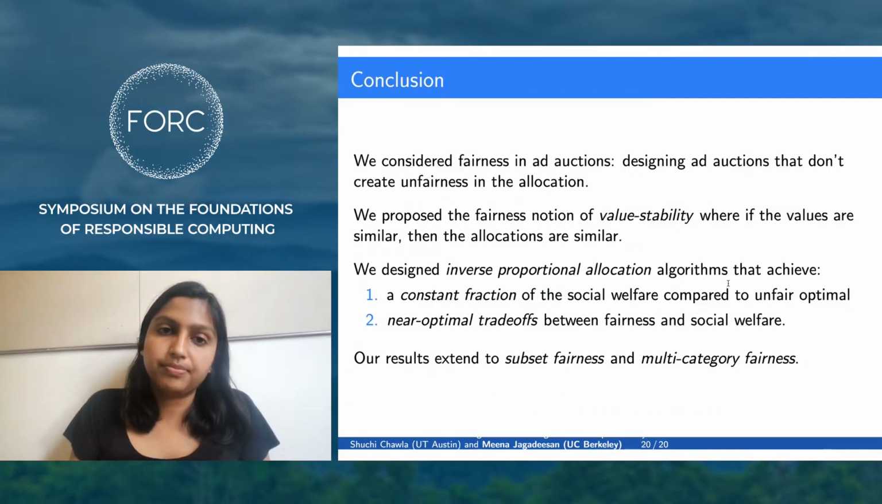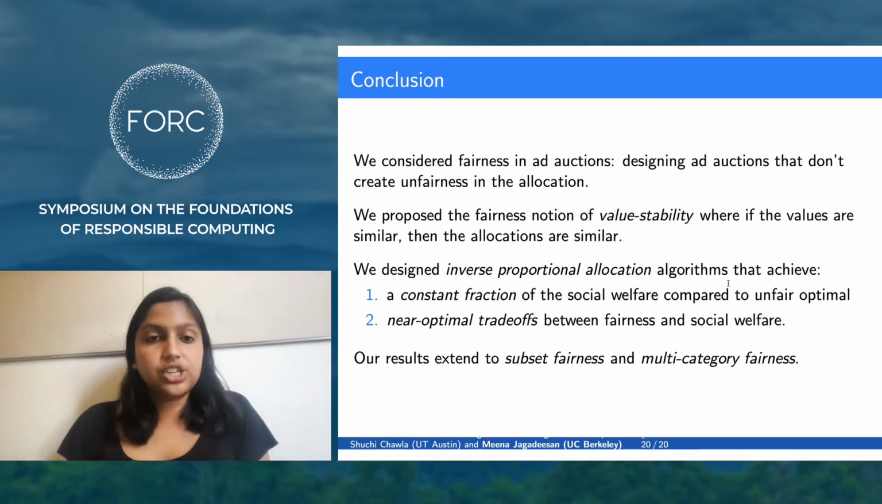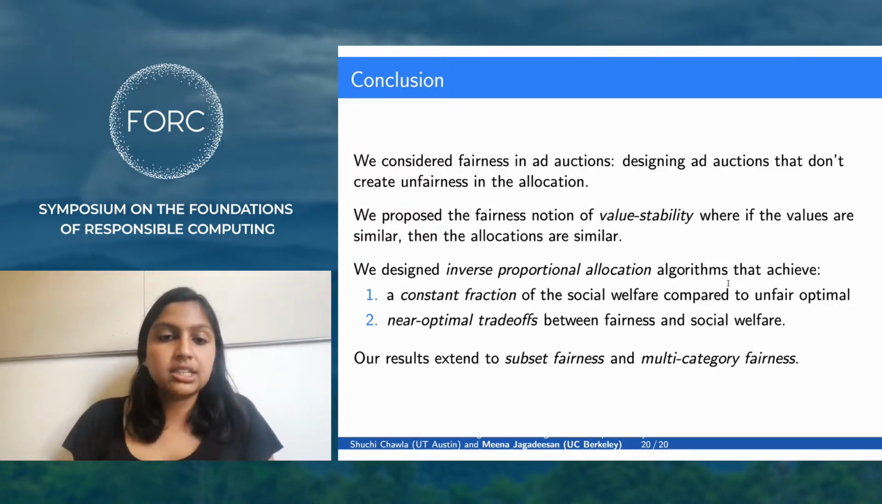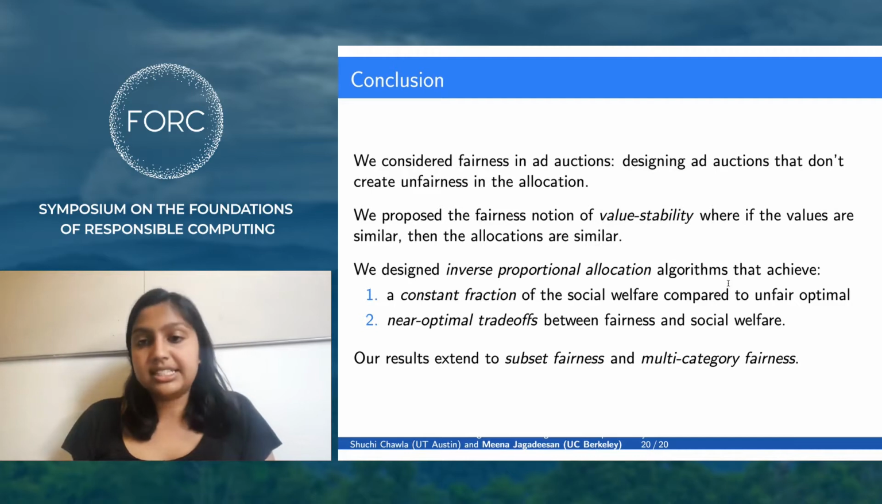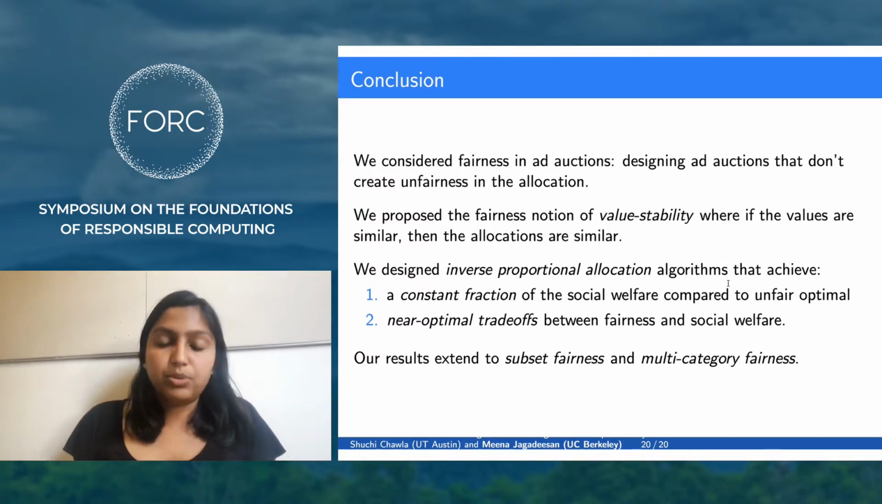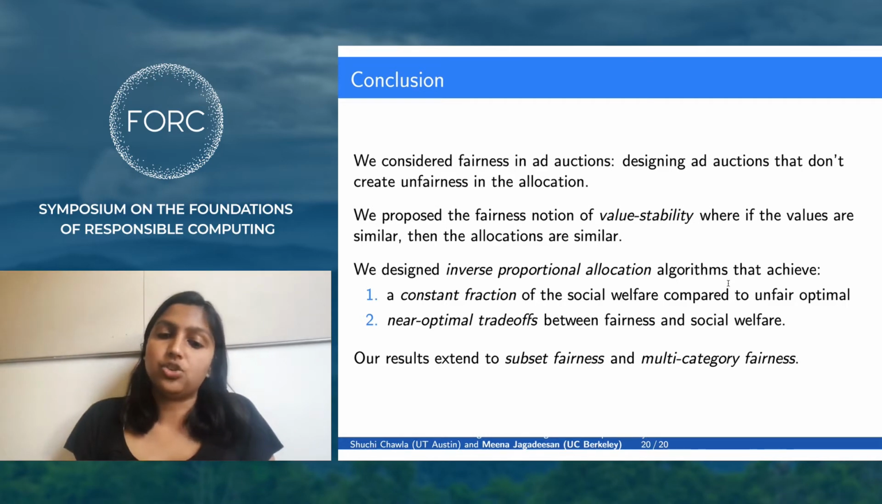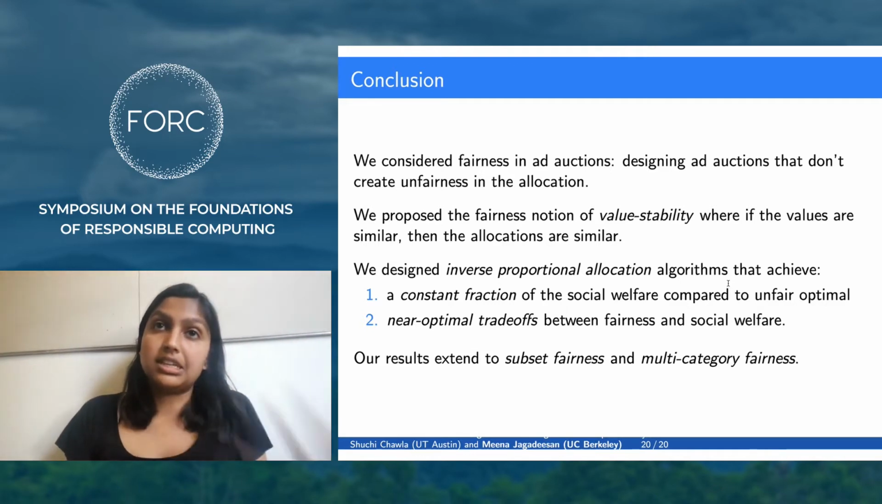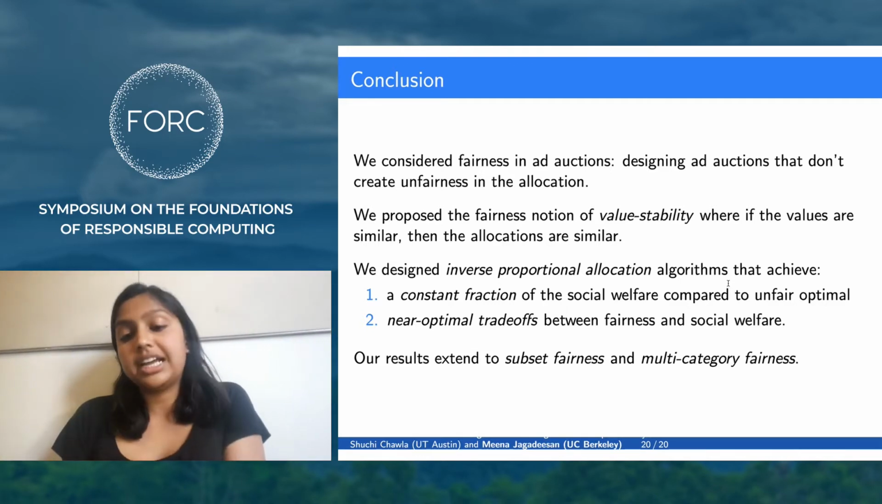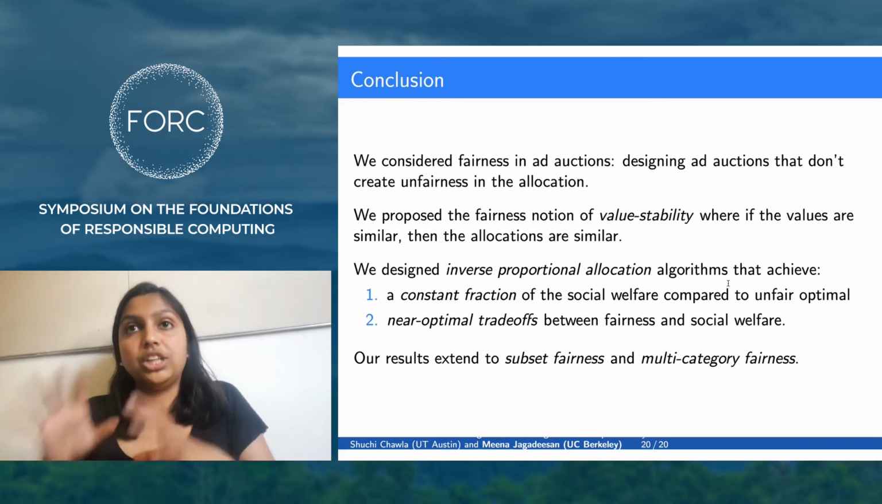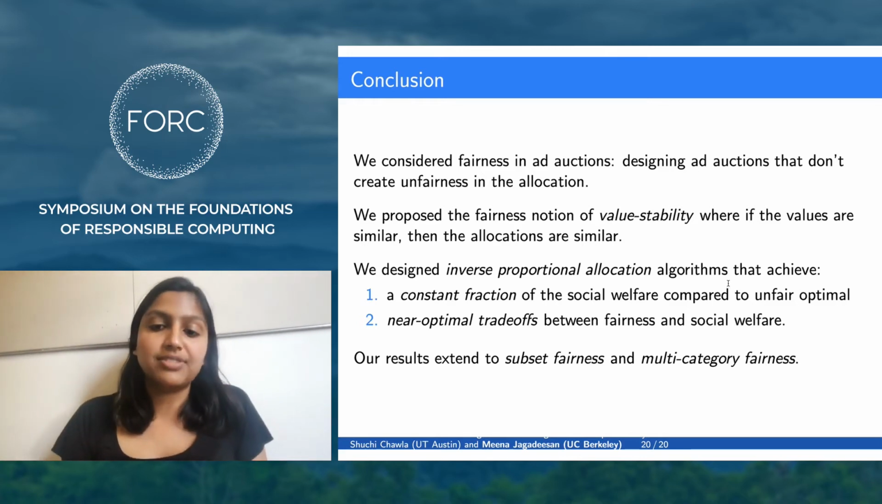So in conclusion, we considered fairness in ad auctions and formalized this as value stability. We designed a family of allocation algorithms that achieved a constant fraction of the social welfare compared to the unfair optimal and near optimal trade-offs between fairness and social welfare. We also extended our results to subset fairness, which is fairness over subsets of advertisers, and the multi-category setting, which allows for many categories of advertisers.